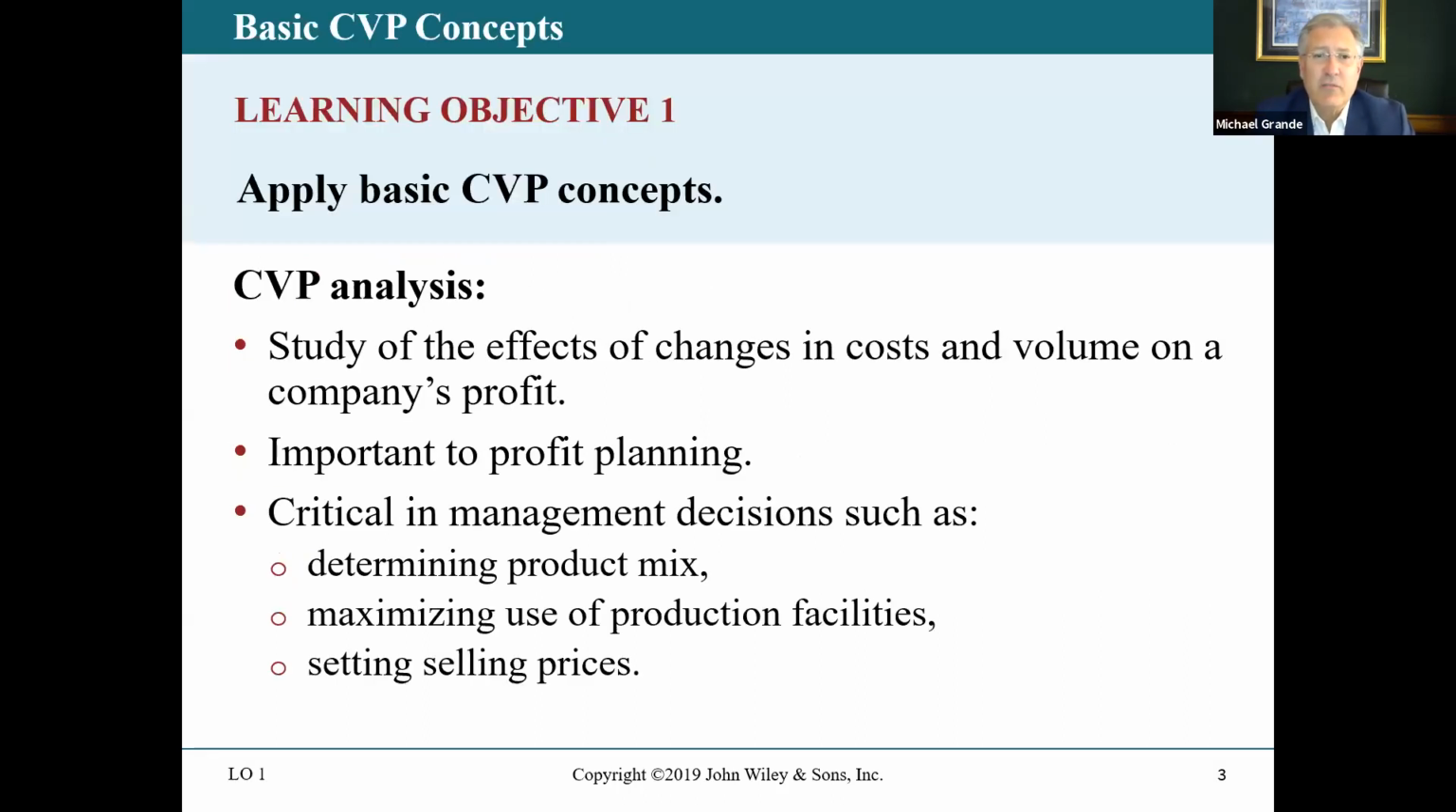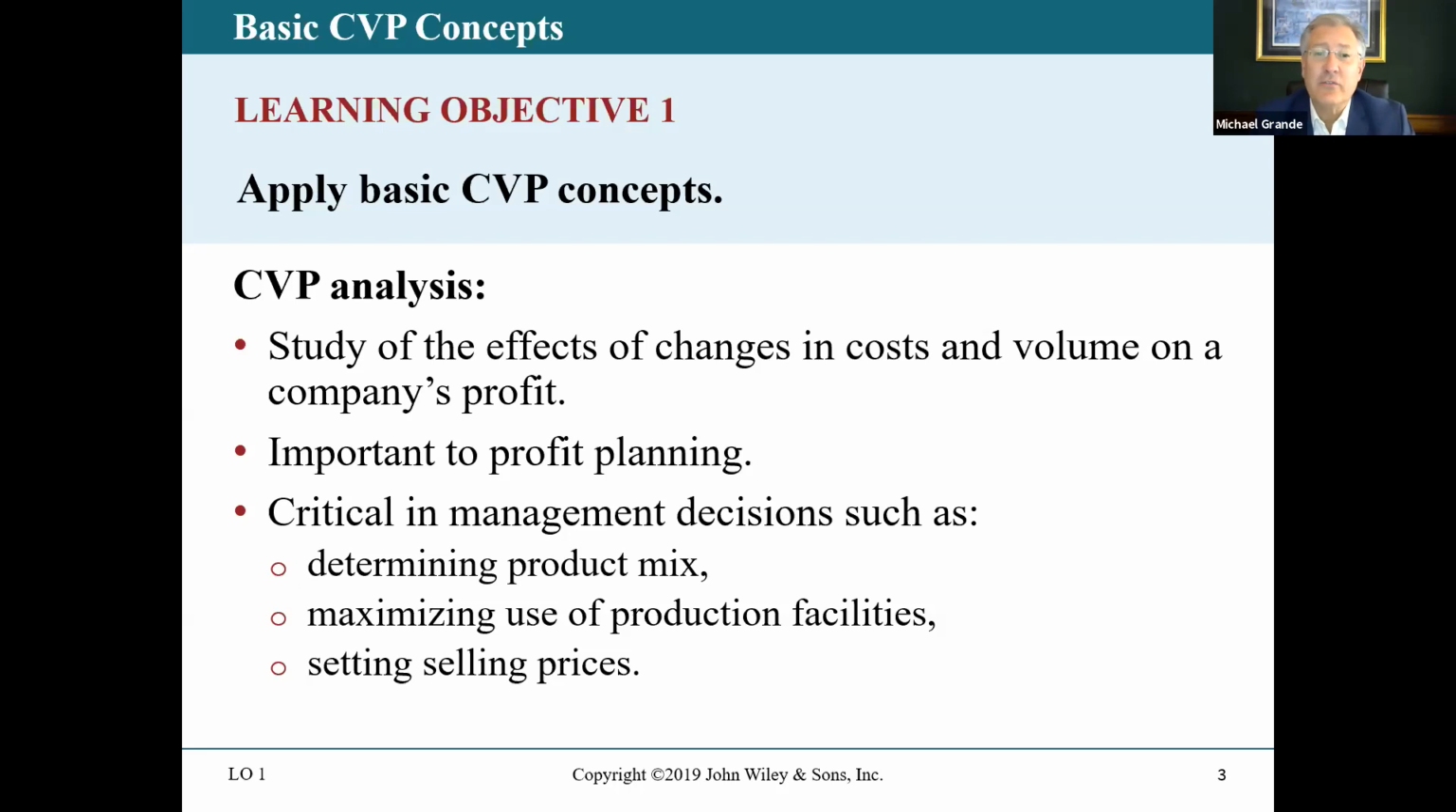So learning objective 1, cost, volume, profit analysis. The study of the effects of changes in costs and volume on a company's profit. Remember what volume is. Volume is activity. Volume is essentially the number of units we sell. And it's important for profit planning.